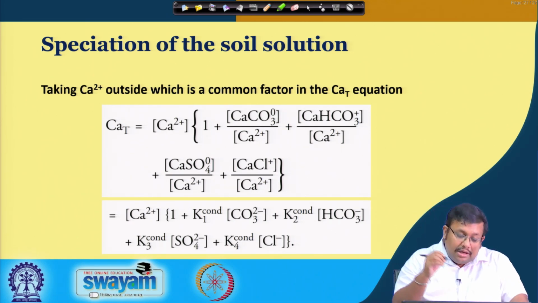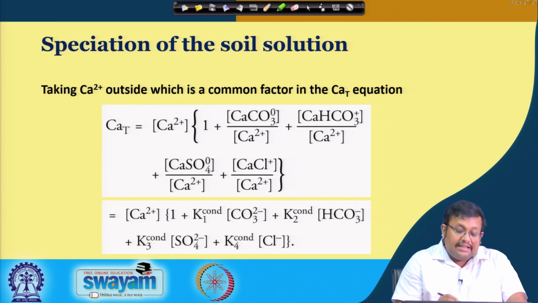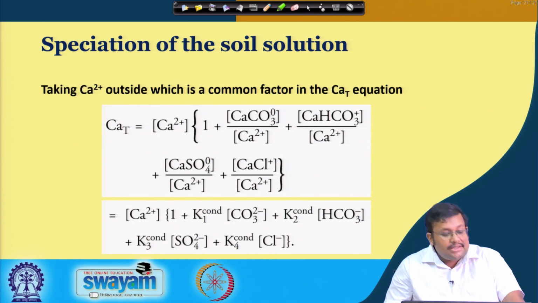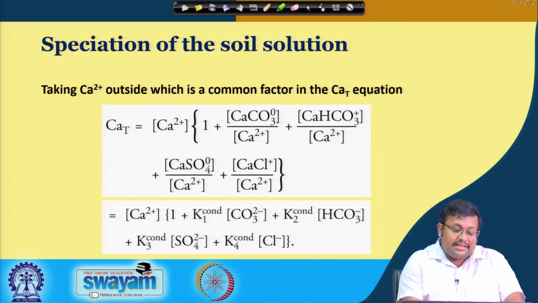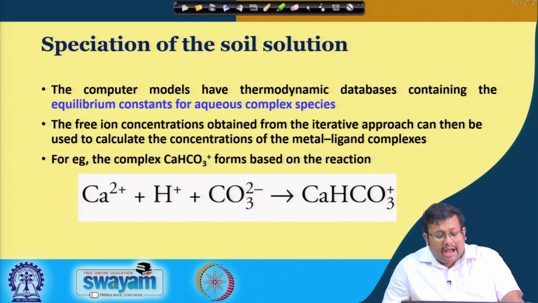Now, we want to calculate this total relationship by inputting the values of these conditional stability constants. There are several computer models which have a database of these conditional stability constants. So, I will give you an example using one particular complex.